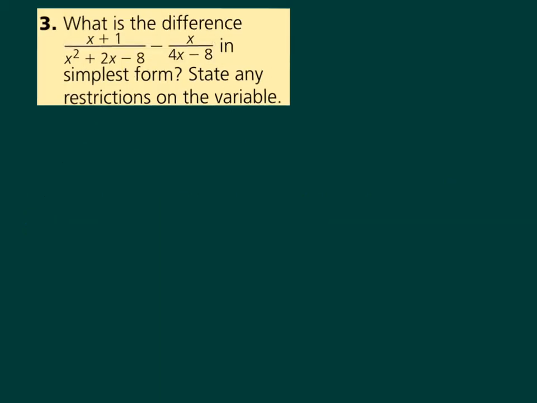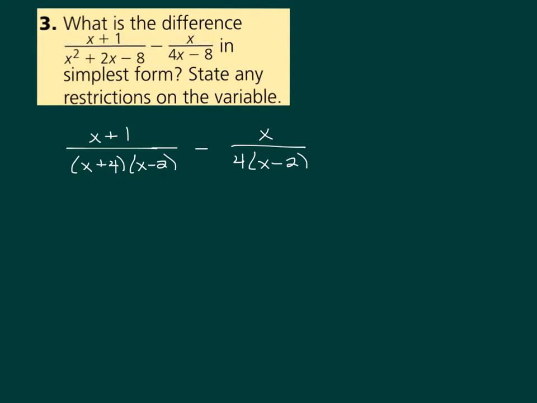Same exact thought process as the previous problem. Main difference, that problem was addition, this one's subtraction. Everything else is the same. It's just at the end, you're going to be subtracting two rational expressions as opposed to adding them. So we want to start by factoring the denominators. We do (x plus 1) over, this one is (x plus 4) times (x minus 2), minus x over 4 times (x minus 2).